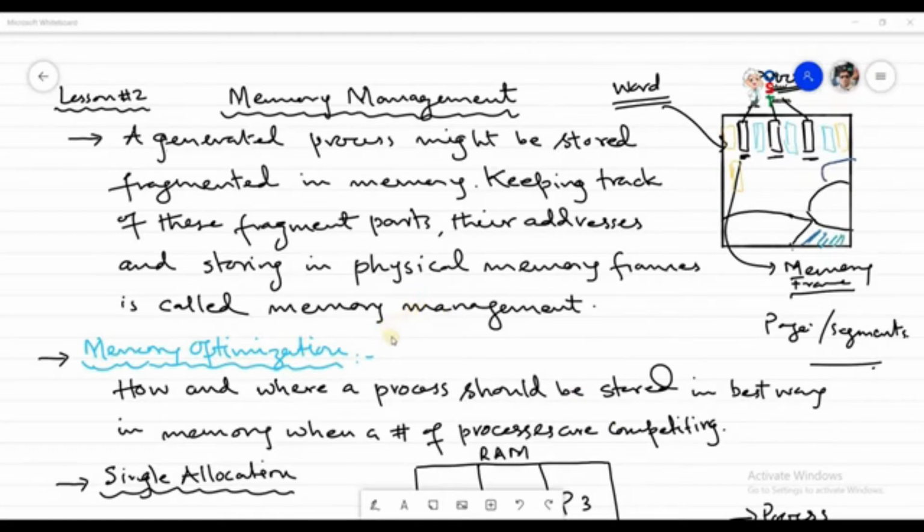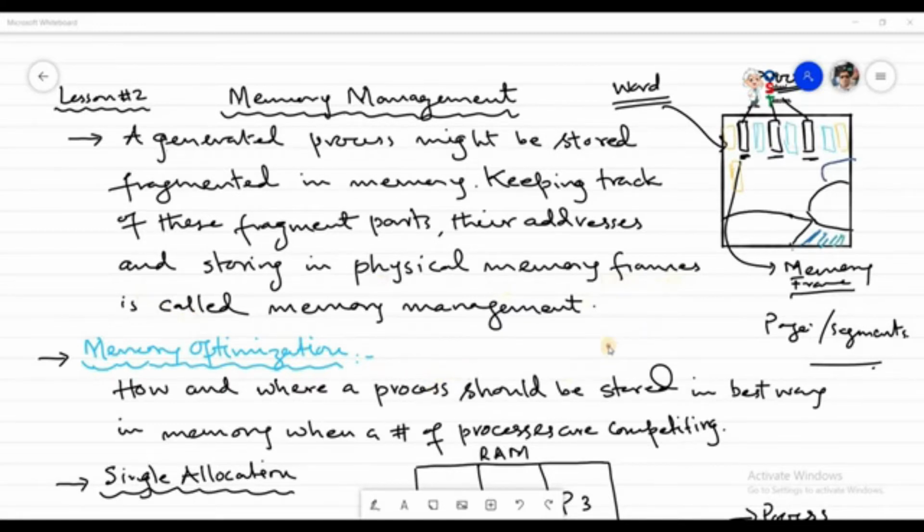We are doing lesson number 3. Today is lesson number 3 of operating system, and we are doing the topic of memory management. In the previous lesson, we saw the definition of memory management, and we saw that a generated process might be stored fragmented in memory. Keeping track of these fragmented parts, their addresses, and storing them in physical memory frames is called memory management.